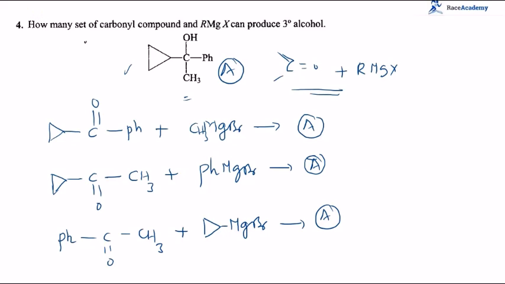So from all these observations, I can say that these three sets are possible to give this given tertiary alcohol. So what is the number of sets of carbonyl compound plus RMgX that produce this tertiary alcohol? 3 sets. So this is 1, this is 2, this is 3. Okay.